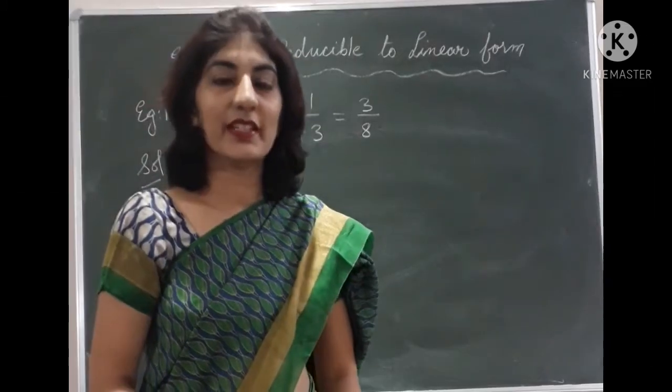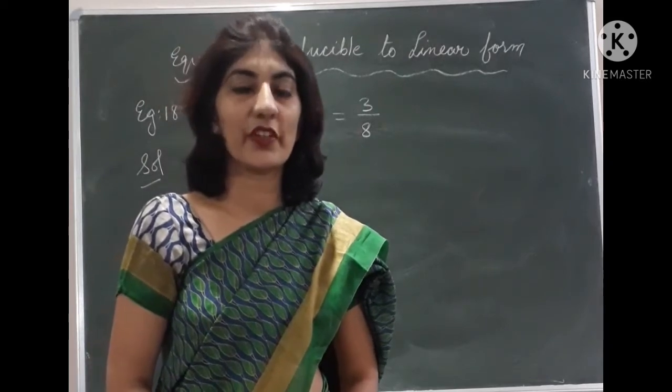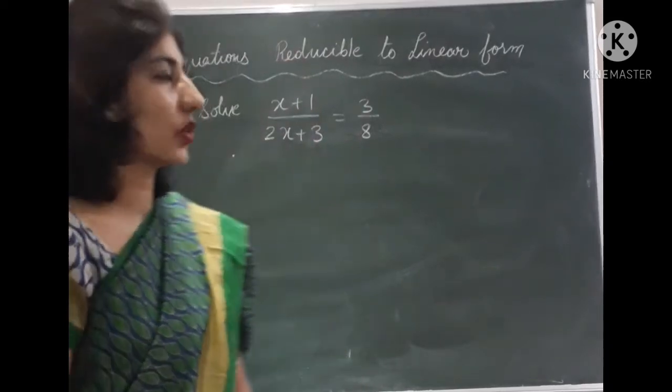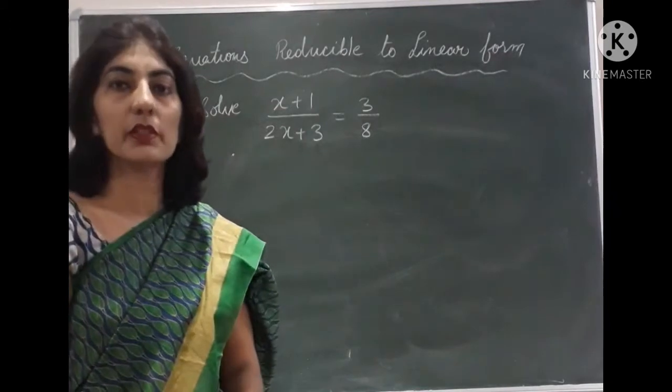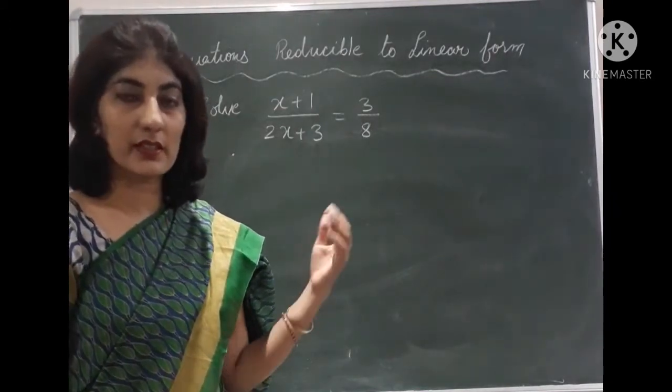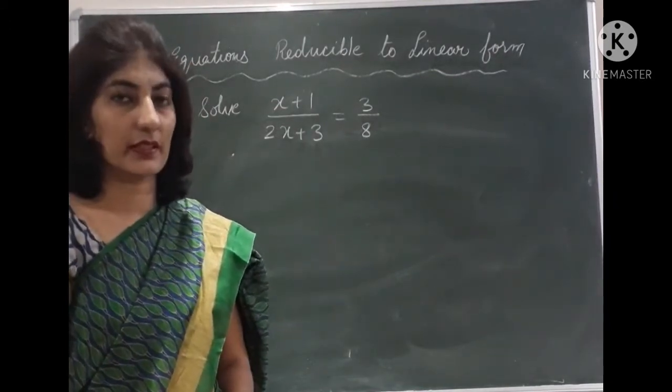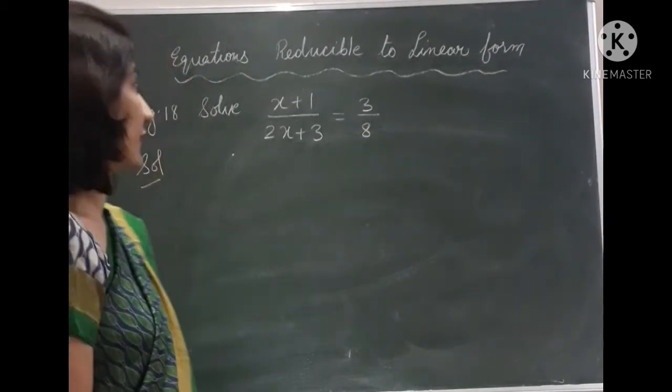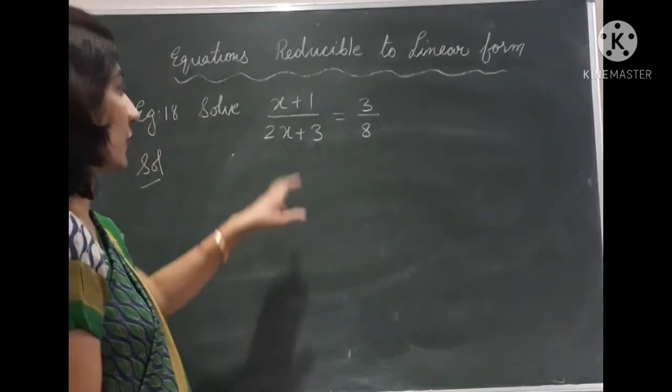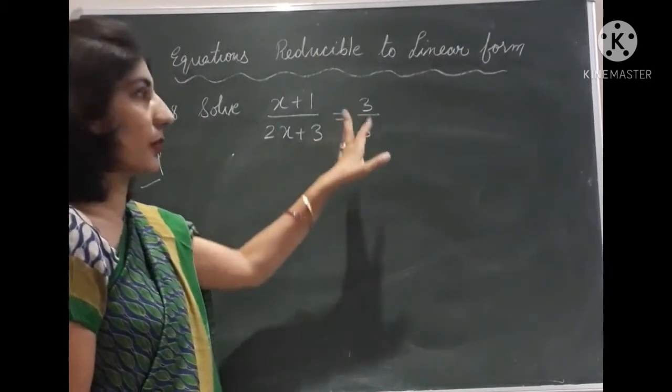Good morning children. After completing exercise 2.5, today we are going to start a new topic, that is equations reducible to linear form. On this topic the next exercise is based. So let us solve one example first. Solve x plus 1 upon 2x plus 3 equals to 3 upon 8.